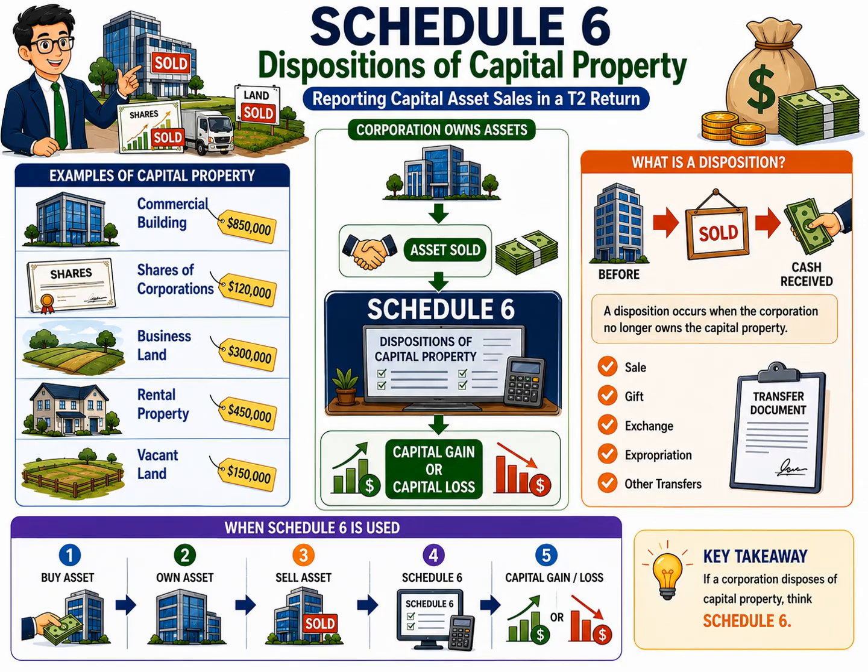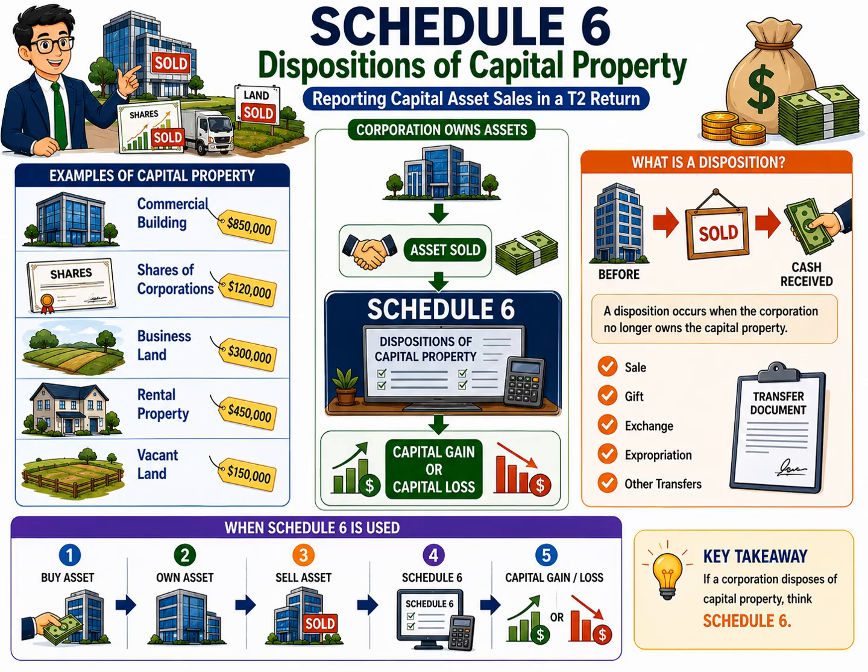But what exactly is capital property? Capital property includes assets that are acquired to provide long-term value to the business, rather than being sold as part of its regular operations. Common examples include commercial buildings, shares of other corporations, business land, rental properties, and vacant land held as investments. These assets are different from inventory. Inventory is purchased for resale as part of the corporation's normal business activities, while capital property is generally acquired to generate long-term income or appreciate in value over time.